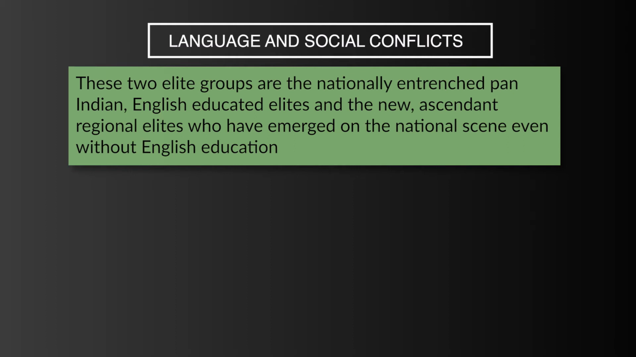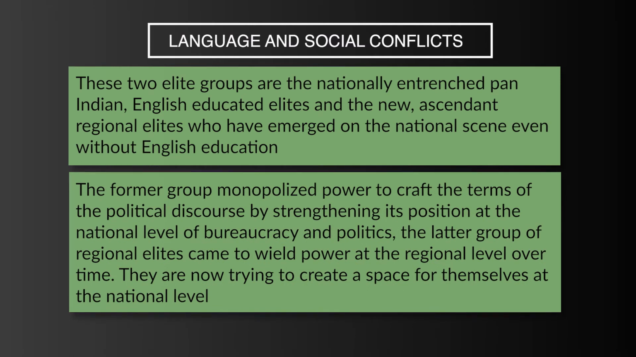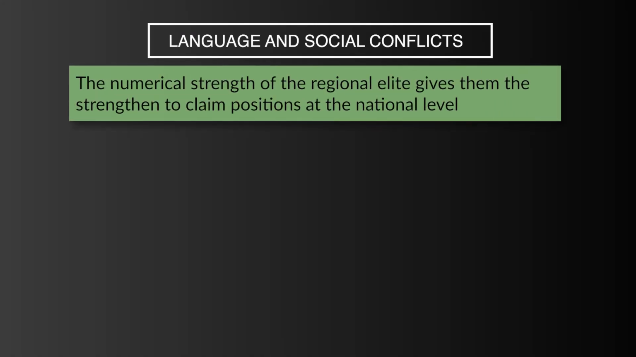Now, the former group, that is the elites educated in English, have monopolized power in terms of political discourse, and they have strengthened their position in the bureaucracy, in power politics, whereas the latter group, that is the regional elite, came to wield power much later, over a period of time, at the regional level. Now, they are trying to create a space at the national level. The numerical power of the regional elite gives them the strength and the self-confidence to claim positions at the national level.